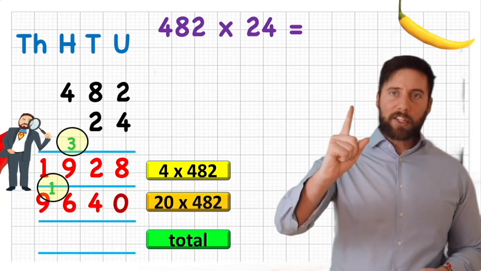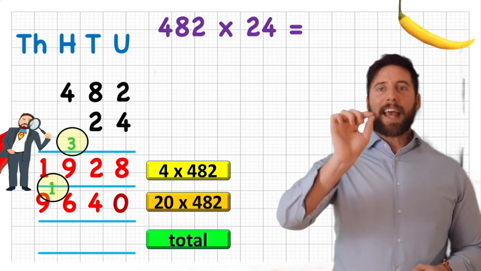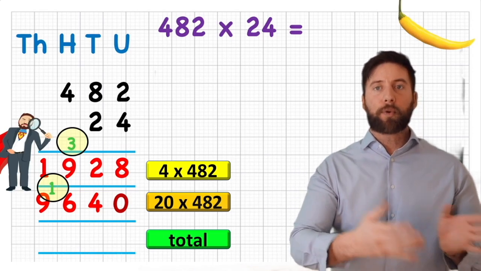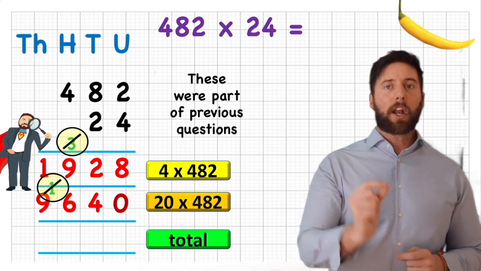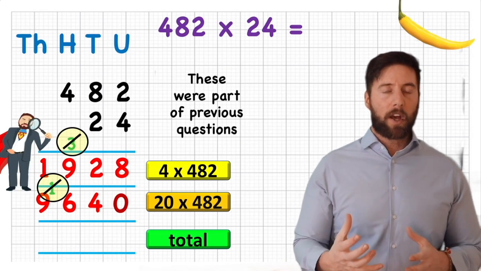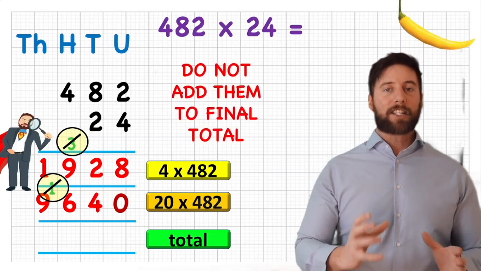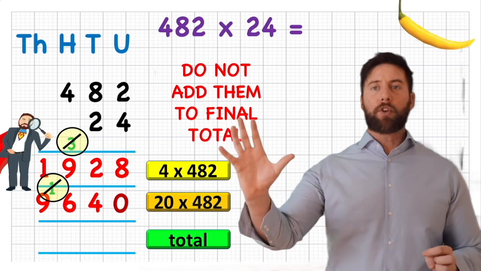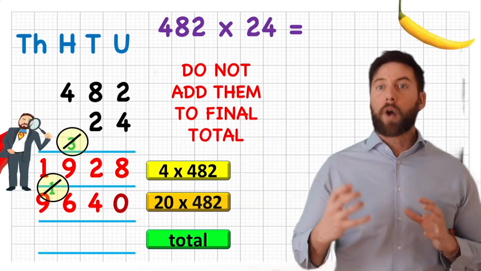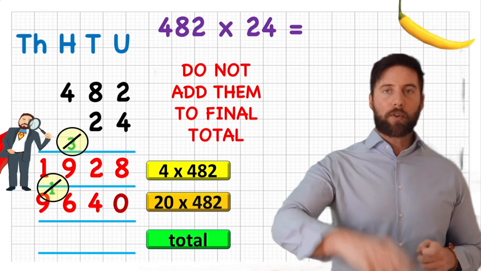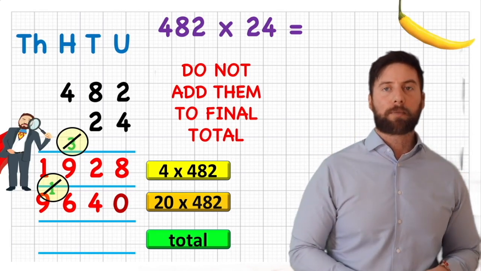9,640. Now here's something really important. Look at these extra numbers that we've got in here. These were helping us solve previous parts of the question. And we should have put a line through them when we're finished with them, okay, like I have. And we must remember at this point we do not add it to our total because those numbers have already been used and we've already got them added to whatever we needed them for, okay? So we don't want to add them again now, so let's make sure we don't do that, guys. That's really, really important, a top tip.